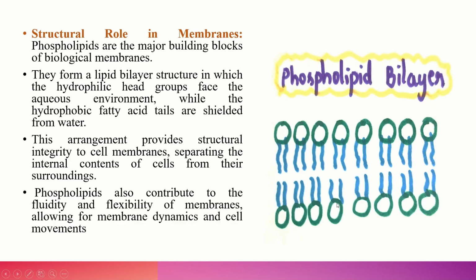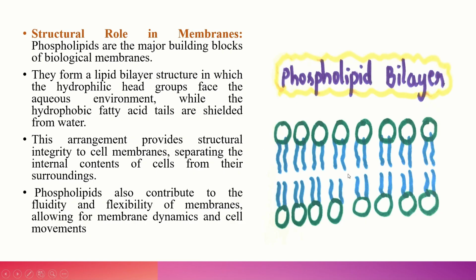So these molecules spontaneously arrange themselves in a way in which the phosphate head is exposed to the liquid environment and the fatty acid tails are embedded deep within each other, and they are not exposed to the liquid environment. So in that way phospholipids create a bilayer with the phosphate head outside and fatty acid tails inside. With this, the phospholipid bilayer acts as a selective barrier that regulates the entry and exit of substances in and out of the cells.